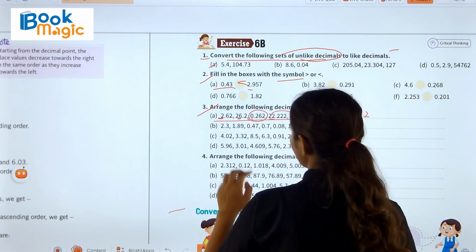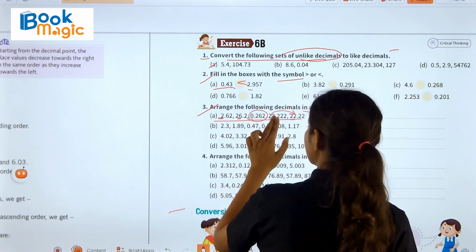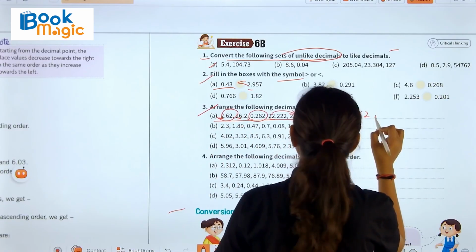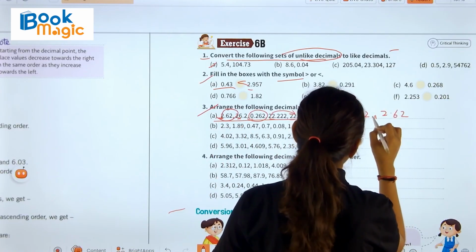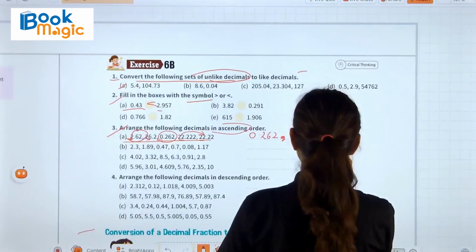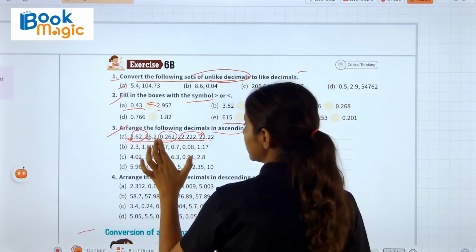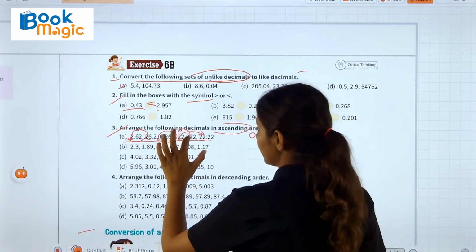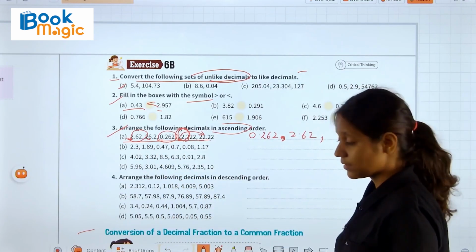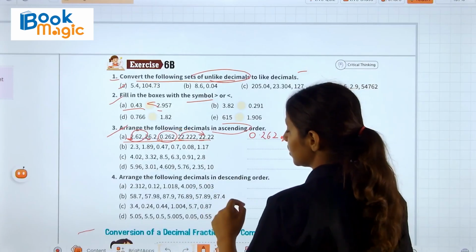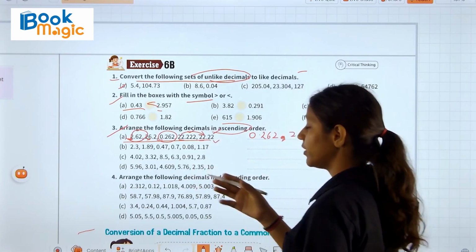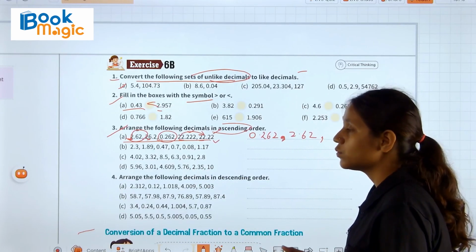So 0.262. Now we can see 2, 26, 22 and 22. So 2 is smaller, so we will write here 2.62. Then we have to check another number. After 2, it is having 22, 22 or 26. So that means 22 is lesser. 22 is the smaller number. So what we will do here? We will check which one is smaller, 22.22 or 22.222.